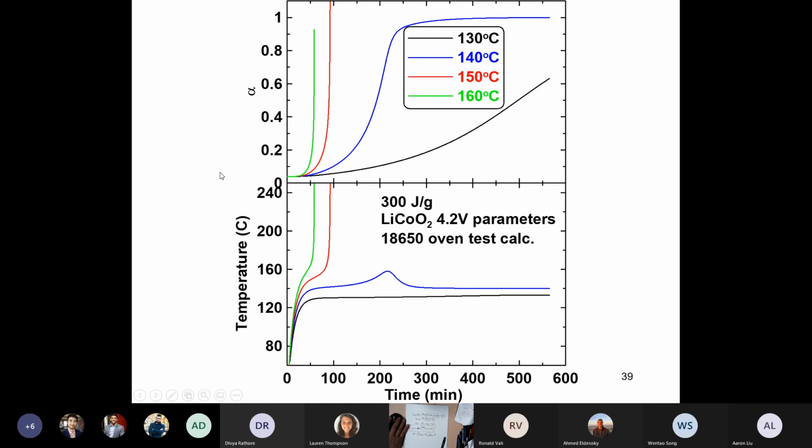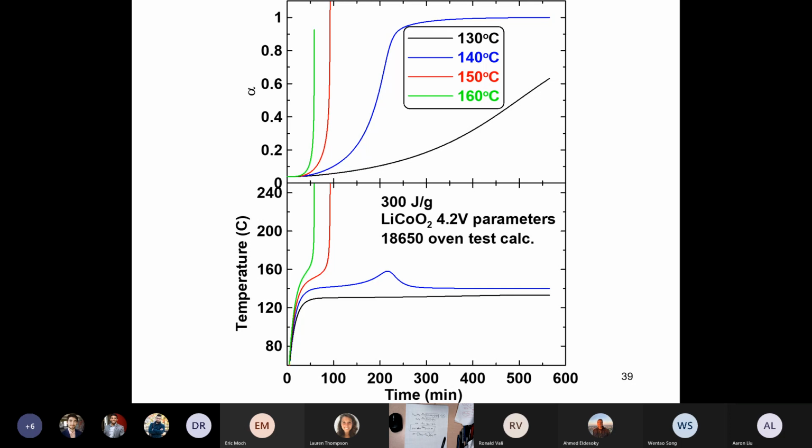Any questions about this? Yeah, Jeff, quick question. So in practice, the ARC might be more representative of what happens because cells are in a pack, and it's safe to assume that all the cells are going to behave the same way, right? So they're sort of in an environment where they can't really dissipate heat from the can. Is that a fair assumption?